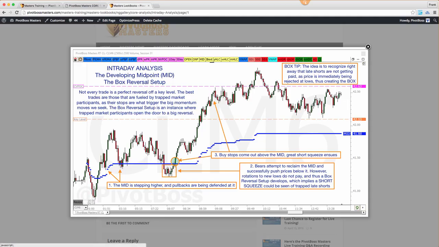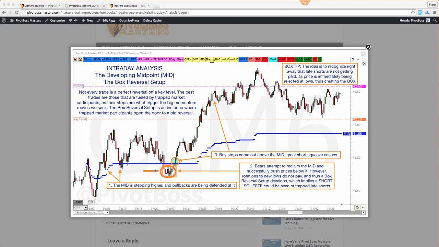Instead, for example, if the midpoint is stair-stepping higher, the idea is to buy pullbacks, defend pullbacks to that level until proven otherwise, right? And so right here you can see price pulls back to the mid, it holds, retrades back to the highs. But on the next test, it holds perfectly here, bounces a little bit, and then the stops come out, right? But when the stops come out, a little box forms here as new rotations to lows are not accepted, right here. And so that leads to the development of a small box here.